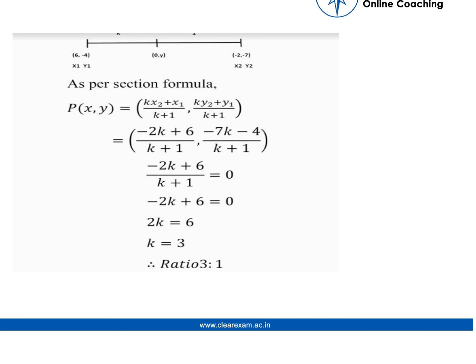Now putting the values of both the given points into the section formula, we obtain these two values. (-2k + 6)/(k + 1) is the value of the x coordinate, and (-7k - 4)/(k + 1) will be the value of the y coordinate. As we know, the x coordinate of a point on the y-axis will be 0. Therefore, we equate the x value to 0, which gives the value of k as 3. Therefore, the ratio comes out to be 3:1.